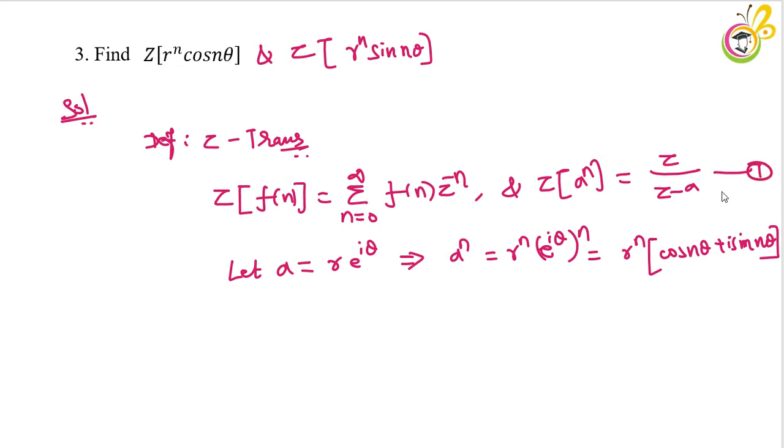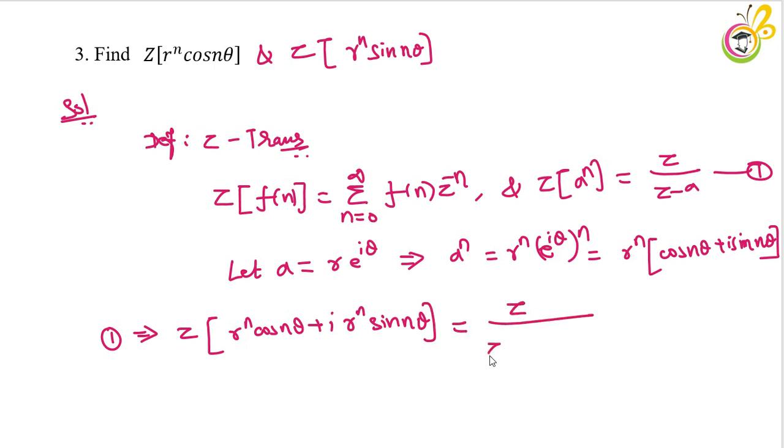So substitute that in equation number 1. So equation 1 implies Z of r^n cos n theta plus i into r^n sin n theta, which is equal to z by z minus a value. a is r e^(i theta). Now you expand this denominator by using polar form. So it is z minus r into (cos theta plus i sin theta). So consider this step.